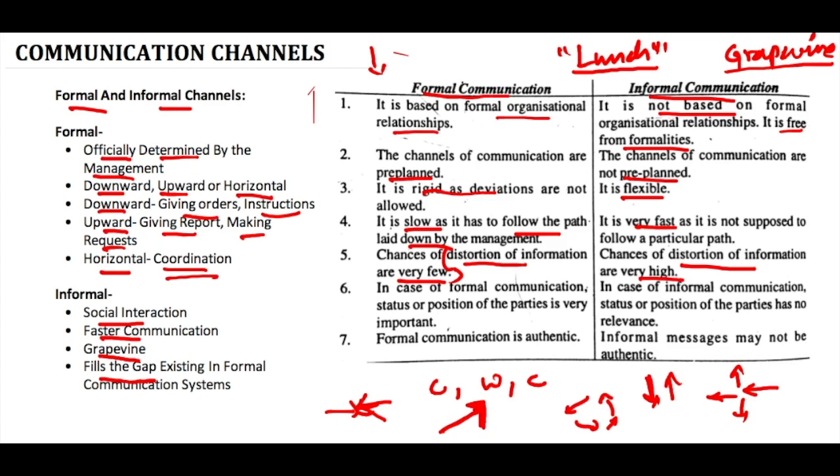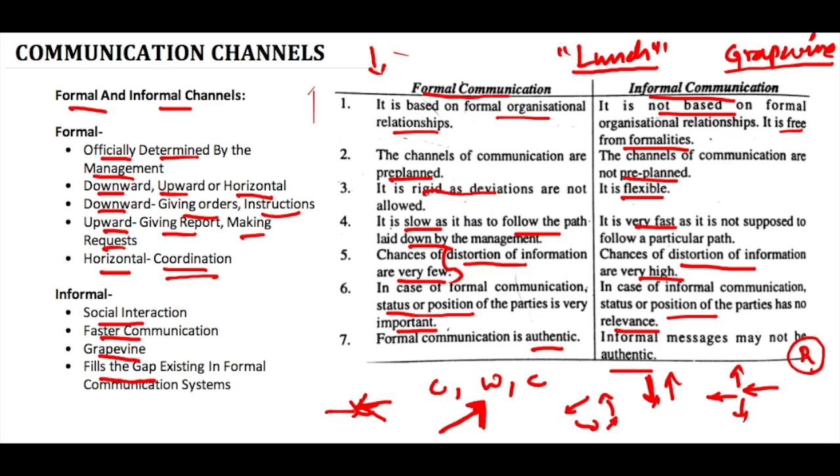In case of formal communication, status or position of the parties is very important. So your position becomes important when you're communicating with the other person, whereas in an informal communication system, the position of the parties has no relevance at all. Formal communication system or channel is authentic, but informal messages may not be authentic. So this was what I was talking about, rumors.